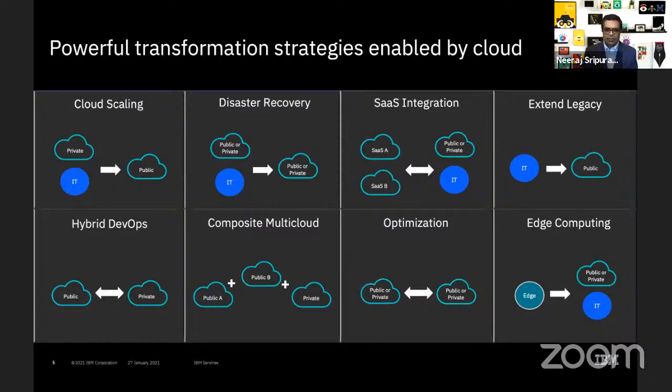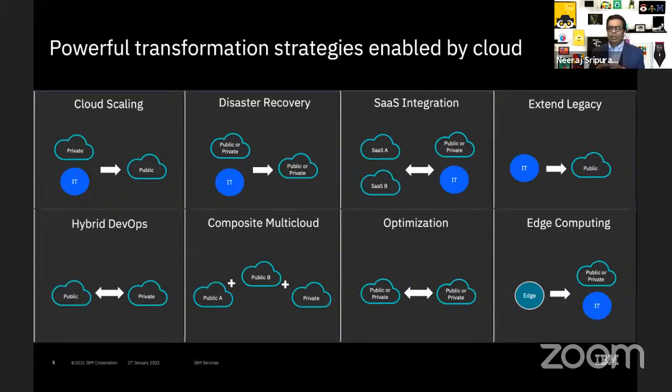Some of the models that you see there for hybrid DevOps and composite multi-cloud are referencing microservices-based architectures, as well as building on the public cloud and then hosting the production workloads onto your private clouds. This is something that we see in the financial services sector, like Vish was talking about, as well as in the healthcare space, where there's a lot of PII data, personally identifiable data that needs to be protected.